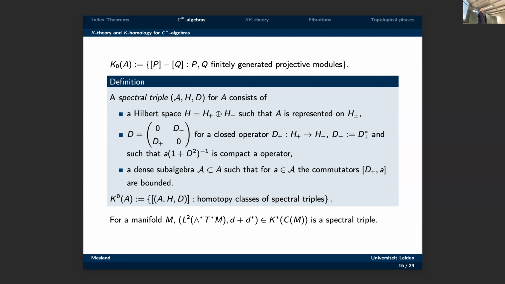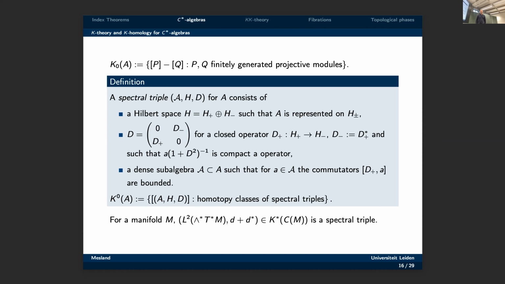Okay, here's the K-theory group of an algebra. It's formal differences of these finitely generated projective modules. Same as the Grothendieck group of vector bundles. And now we come to Connes' proposal of a non-commutative manifold.